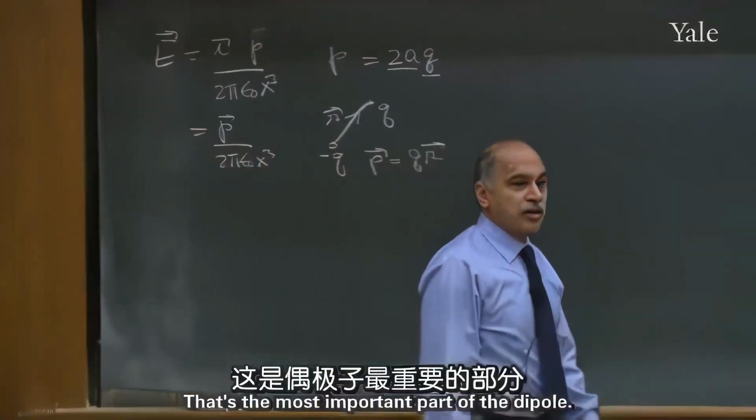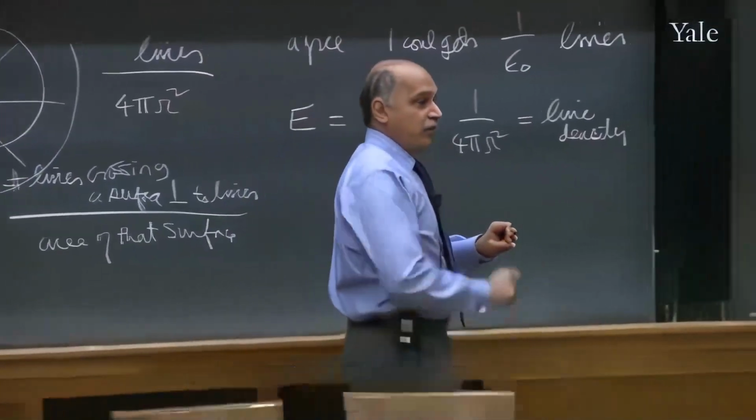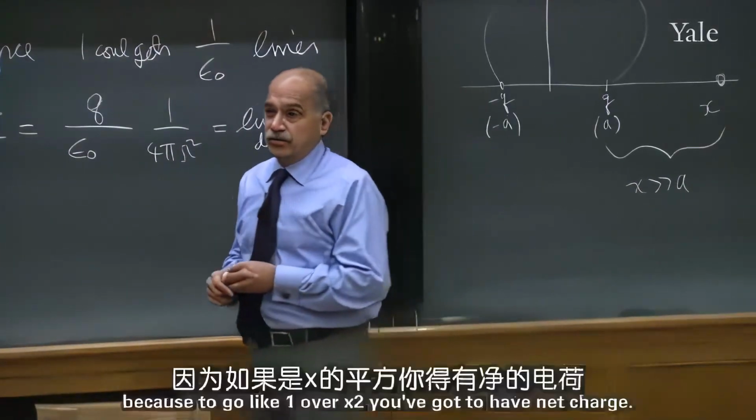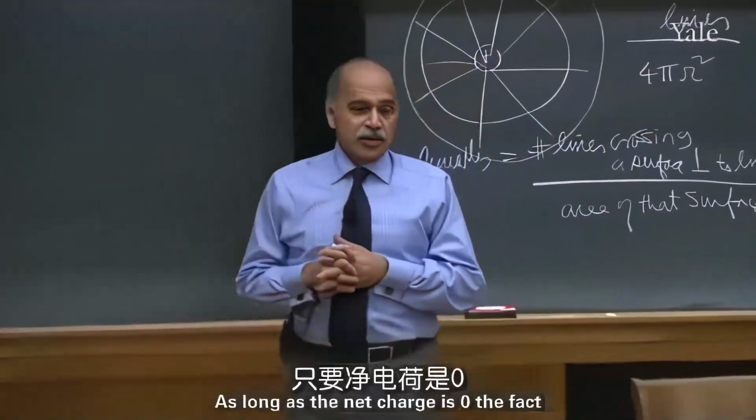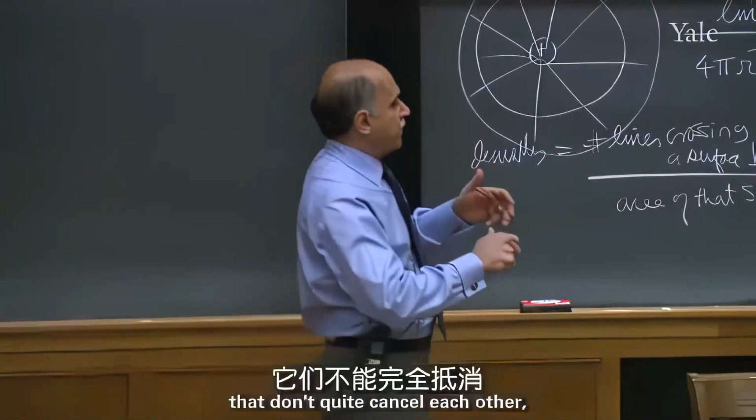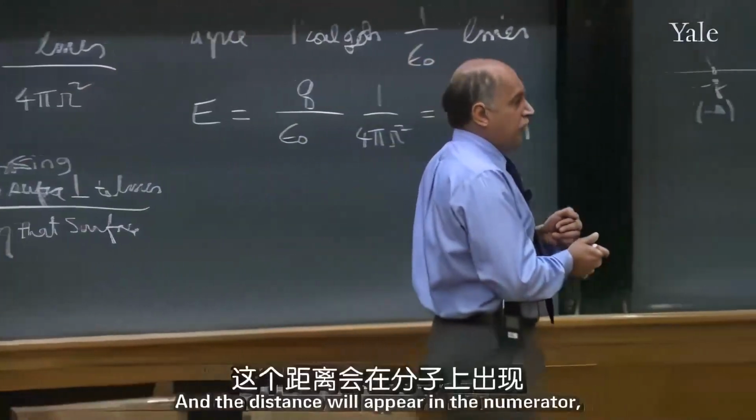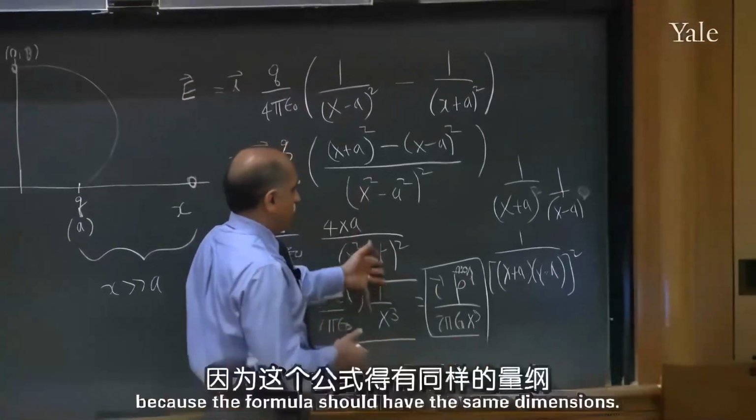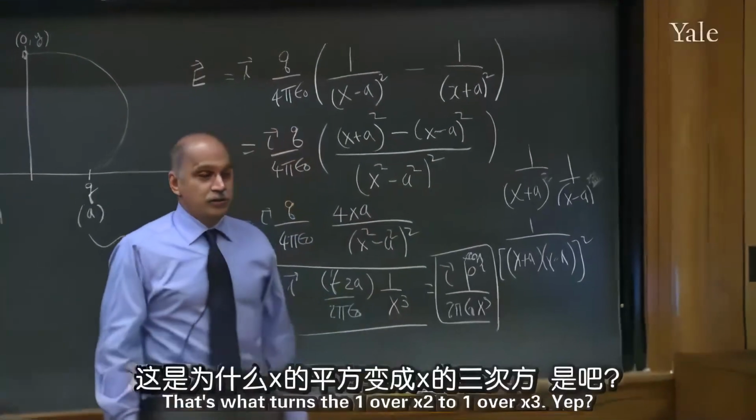That's the most important part of the dipole. For a single charge, the field falls like 1 over x squared as you move a distance x. A dipole will always fall like a bigger power of x, because to go like 1 over x squared you have to have net charge. As long as the net charge is 0, the two opposite charges don't quite cancel each other, and that always comes from the fact that the distance between them is not 0. The distance will appear in the numerator, and there must be a corresponding distance in the denominator because the formula should have the same dimensions. That's what turns 1 over x squared into 1 over x cubed.